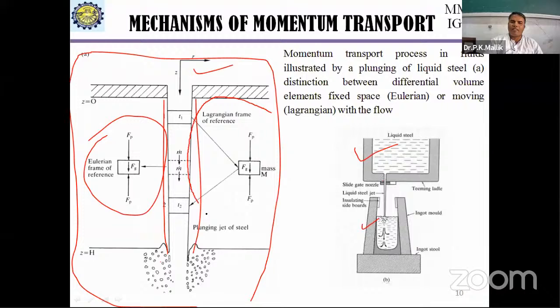Basically, in transport phenomena we are using the Eulerian frame of reference. So what is this frame of reference? What is the difference between these two approaches? The main difference between these two approaches is only how the position in the field is identified.